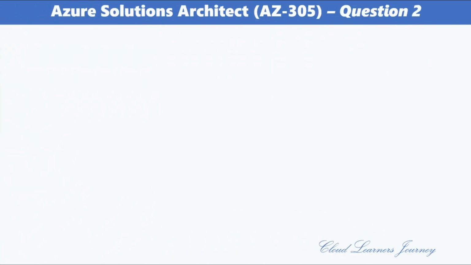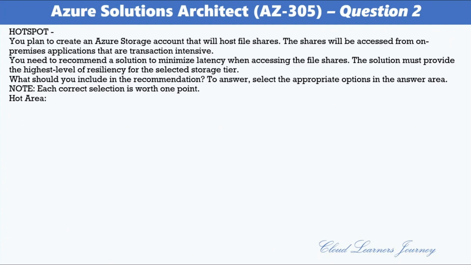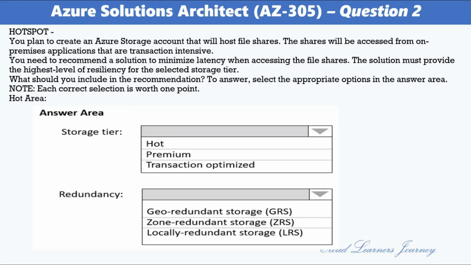Next, question number 2. You plan to create an Azure storage account that will host file shares. The shares will be accessed from on-premises applications that are transaction intensive. You need to recommend a solution to minimize latency when accessing the file shares. The solution must provide the highest level of resiliency for the selected storage tier. What should you include in the recommendation? To answer, select the appropriate options in the answer area. Answer area for storage tier, options are hot, premium, transaction optimized. For redundancy, options are Geo Redundant Storage, which is GRS, Zone Redundant Storage, ZRS, and Locally Redundant Storage, LRS.